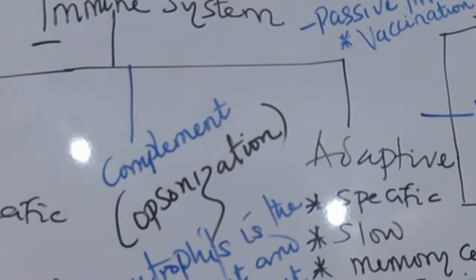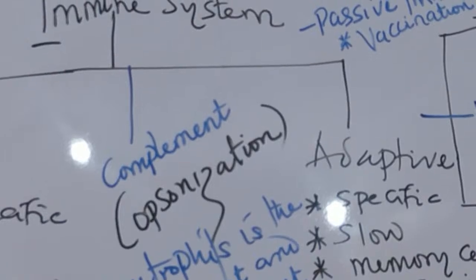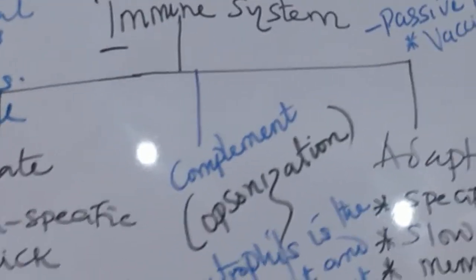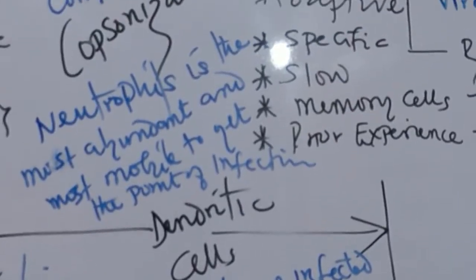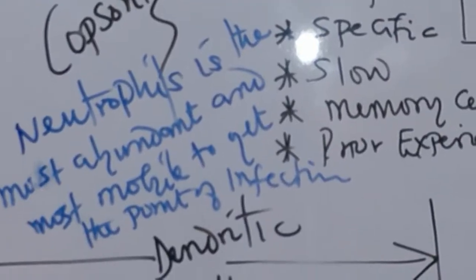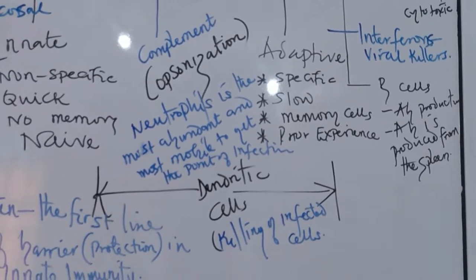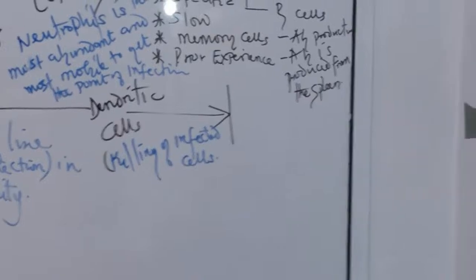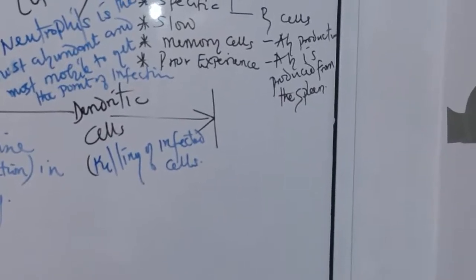Then you work with neutrophils. Neutrophils are the most abundant, and because they are mobile, they are the first to get to the site of any infection. They are the first to get to the point of the infection. Then another thing is the dendritic cell. The dendritic cell is one type of antigen presenting cell.